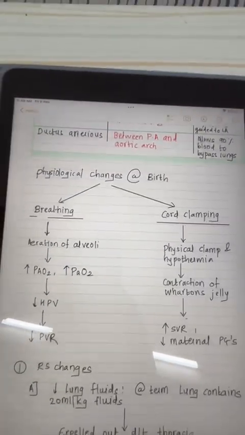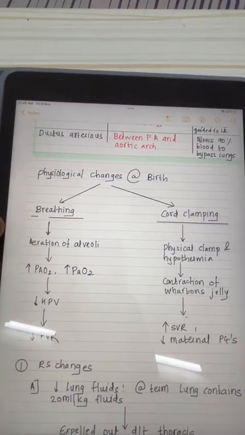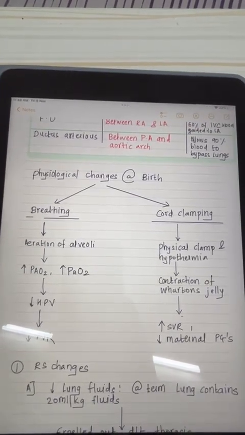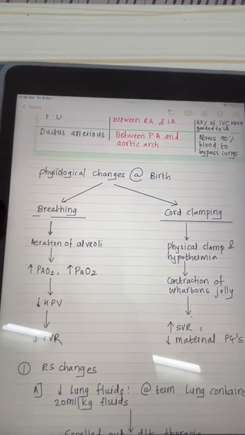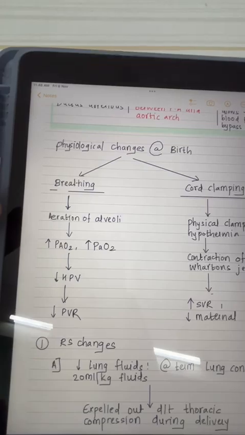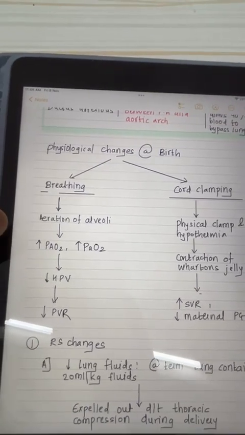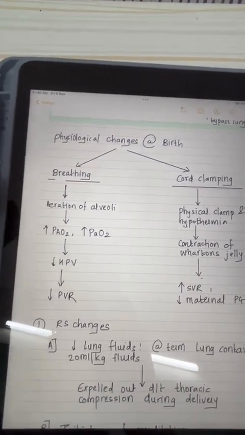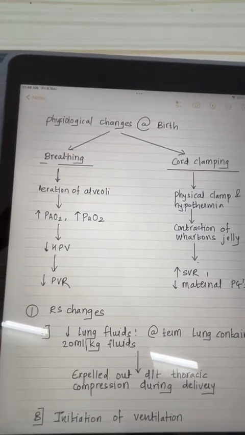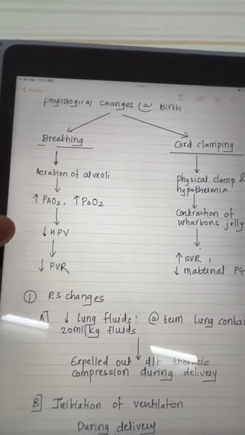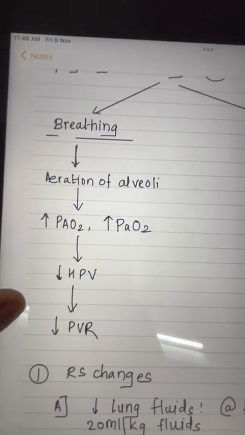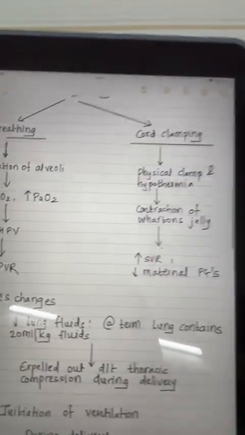So, physiological changes at birth. At birth, the fetus breathes and there is cord clamping. So, these are vital events. Breathing leads to aeration of the alveoli. Alveoli are expanded and P alveolar O2 and P arterial O2 increase. So hypoxic pulmonary vasoconstriction decreases, thereby there is a decrease in pulmonary vascular resistance.